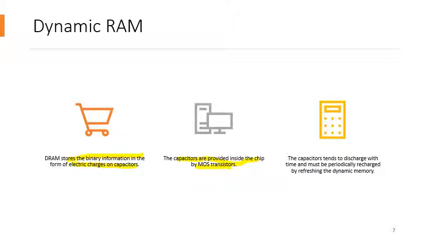So this is the major difference between a static RAM and the dynamic RAM: in the static RAM we are using latches in order to store binary information, whereas in dynamic RAM we are using capacitors that are implemented by MOS transistors. The drawback for the dynamic RAM is that the capacitors tend to discharge with time and must be periodically recharged. So we must have a refresh circuit in order to retain the data. Whereas as far as the static RAM is concerned, there is no need for a refresh circuit in order to retain the data.